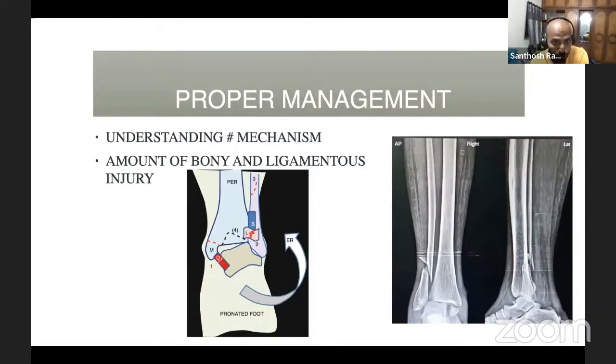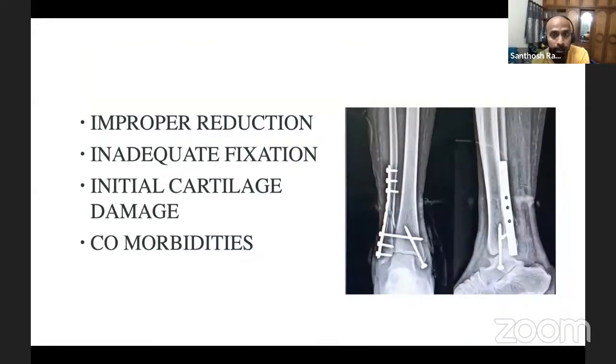Suppose, like sir has already explained, it's an external rotation force applied to a pronated foot. You can have complete disruption of all the osteoligamentous structures, and the end result could be a fracture dislocation as well. So these are severe kinds of injuries as far as ankle fractures are concerned.